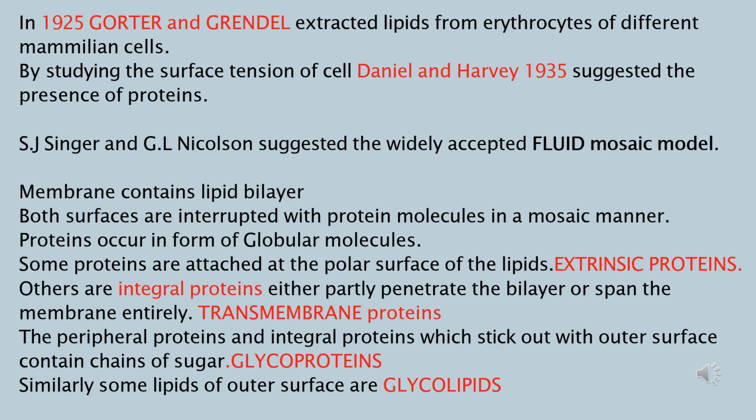A few years later, in 1935, Danielli and Davson, also referred to as Danielli and Harvey, suggested that the membrane wasn't just lipids, it also had proteins, which they proposed based on studies of surface tension. Then in 1972, Singer and Nicolson proposed the model we widely accept today, the fluid mosaic model.